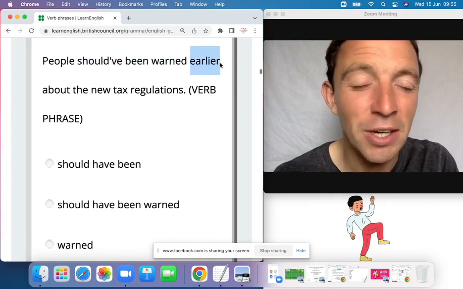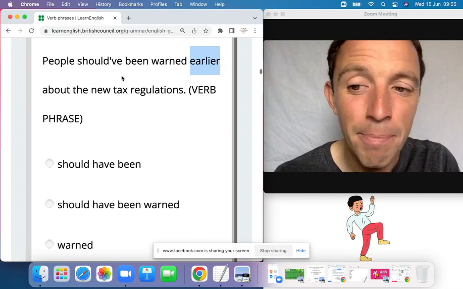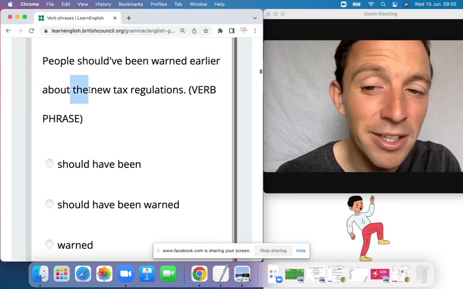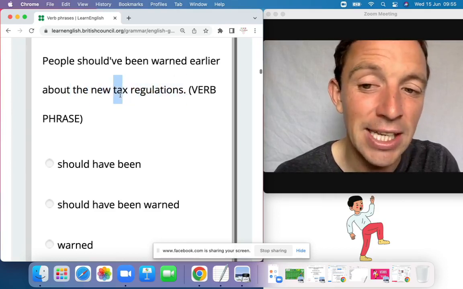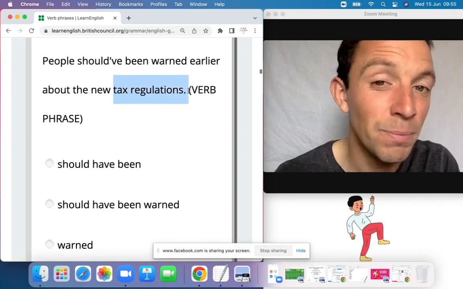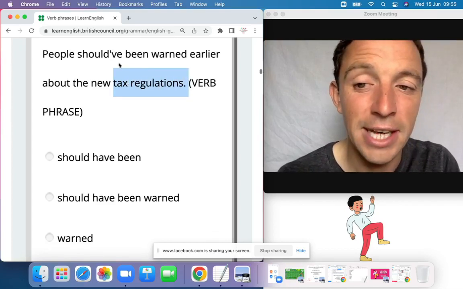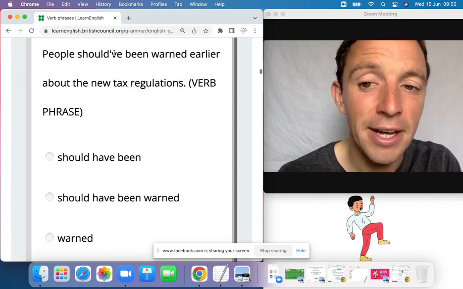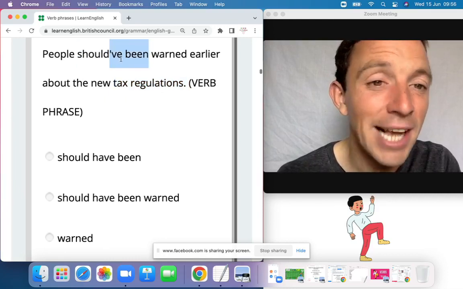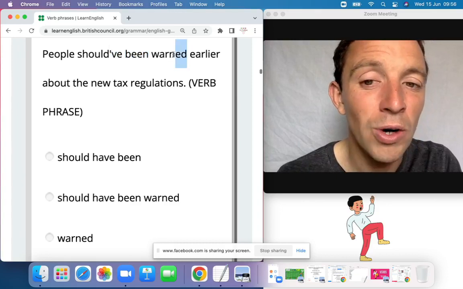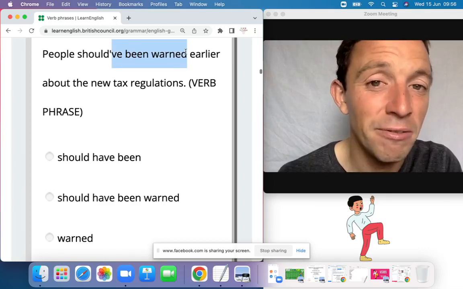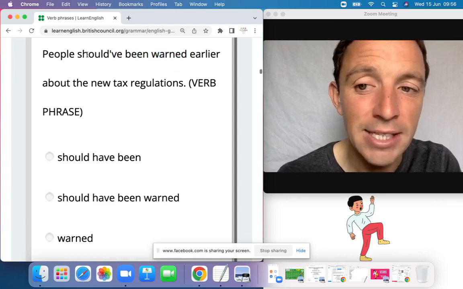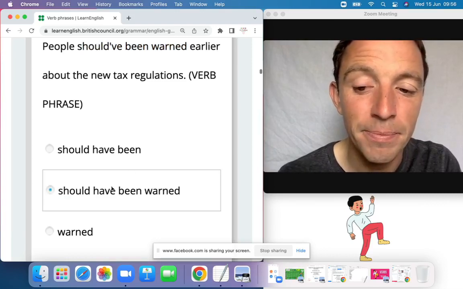Earlier is the comparative adjective, about is the preposition, the is the article for the noun regulations, new is the adjective, and tax regulations is an adjective and a noun, or two nouns, I'm not sure. So we need to find the verb phrase. Should is the modal, have been is the present perfect, and warned is the past participle with the verb to be. So this is considered the passive. So this is the present perfect in the passive voice. And the full verbal phrase is should have been warned.